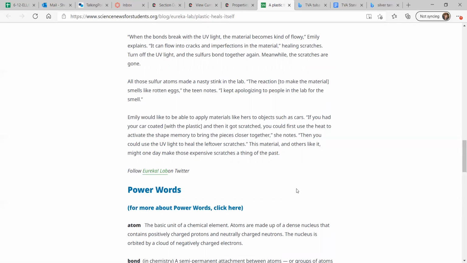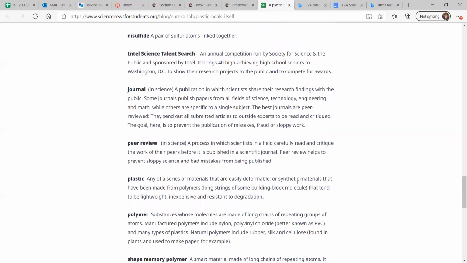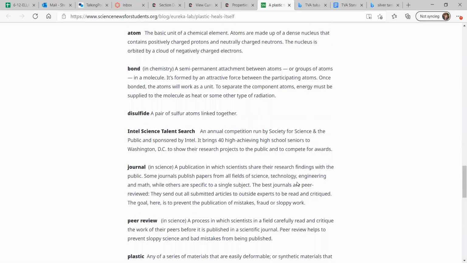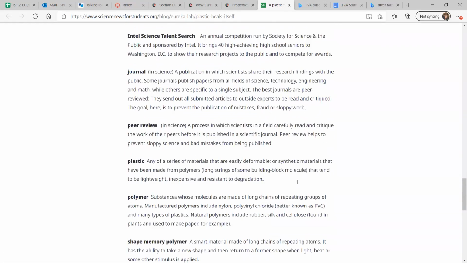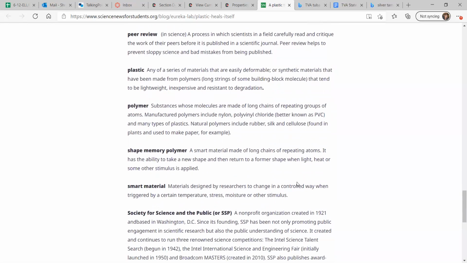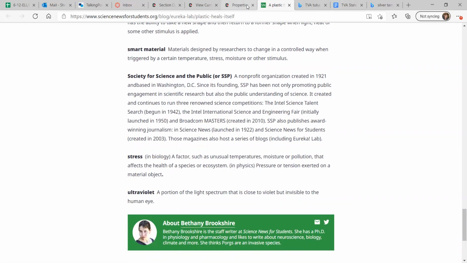She would like to be able to apply materials like hers to objects such as cars. If you had your car coated with a plastic, then it got scratched, you could first use the heat to activate the shape memory to bring the pieces closer together. She notes, then you could use the UV light to heal the leftover scratches. Okay, that's interesting, I guess. Yeah. And this is a good little power words or vocabulary words to take a look at. Cool.